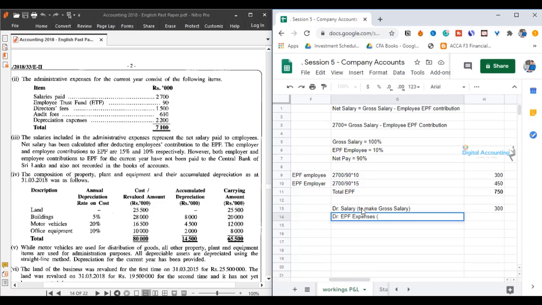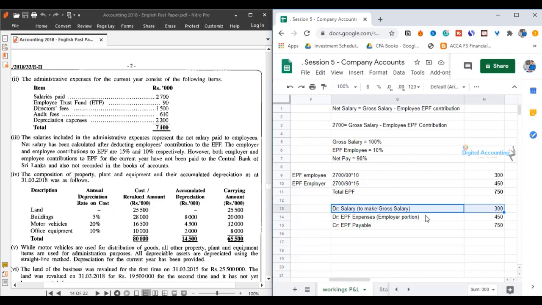EPF expenses. Only the employer contribution of the EPF is the expense for the company. That is 450. We can't consider employee contribution as an expense because the company is not paying. From the employee gross salary, we will deduct that employee contribution and we will pay the net salary to them. So that is not an expense for the company. And the credit entry: both employer and employee EPF, the company has to send to the Central Bank of Sri Lanka. So the liability is there. So EPF payable, the credit entry is 750.